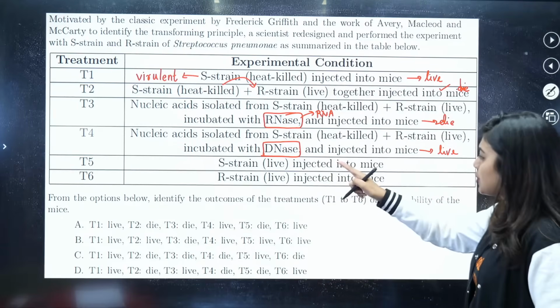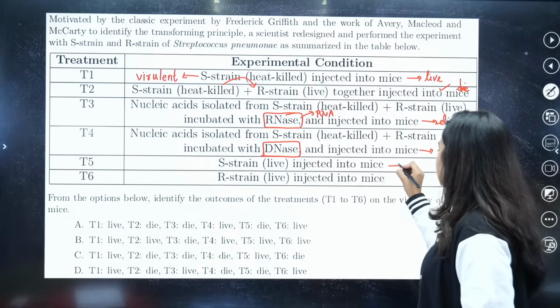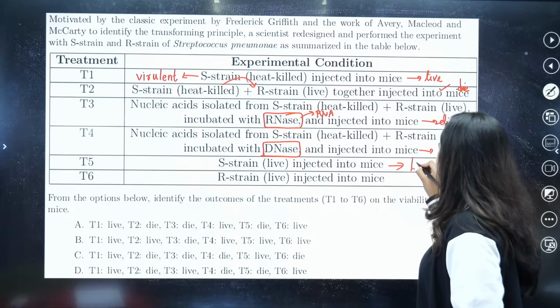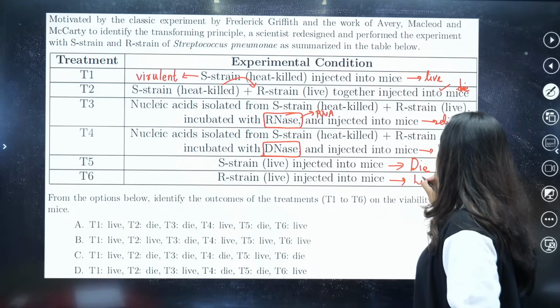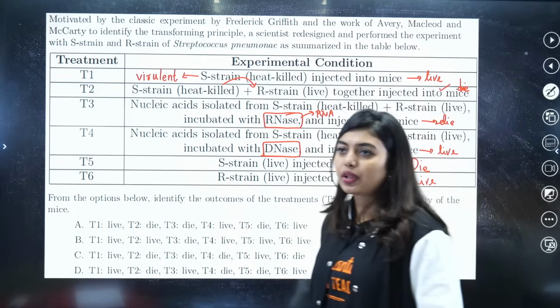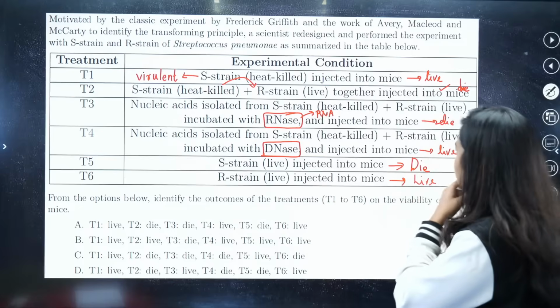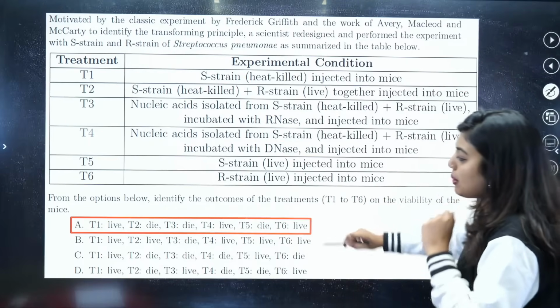Okay. S strain live, injected into the mice, the mice will die. R strain is non-virulent, so the mice will live. So which is the answer? The answer is option number A.